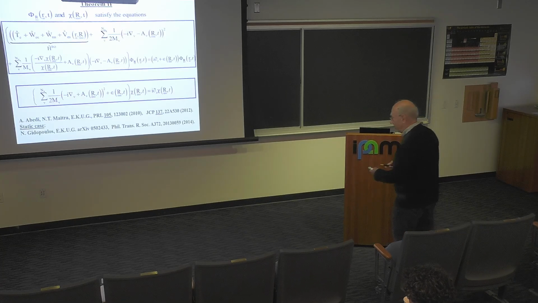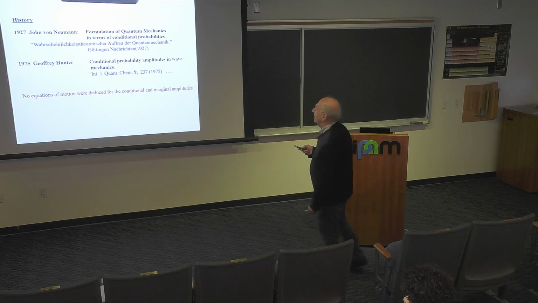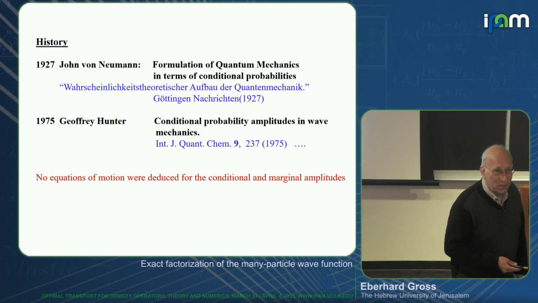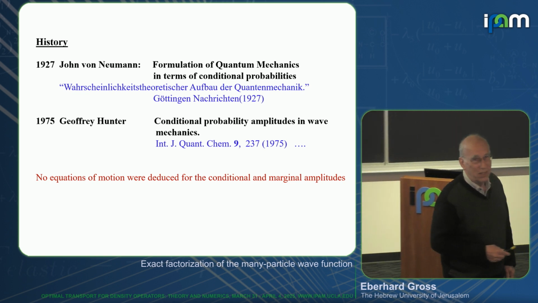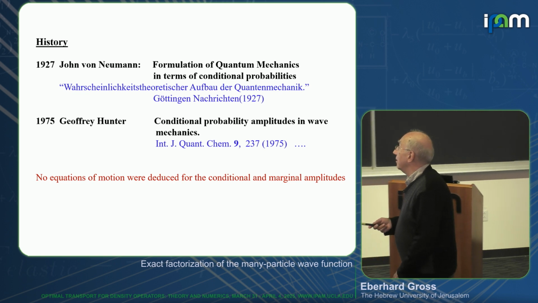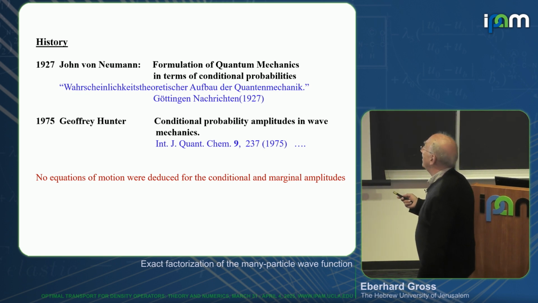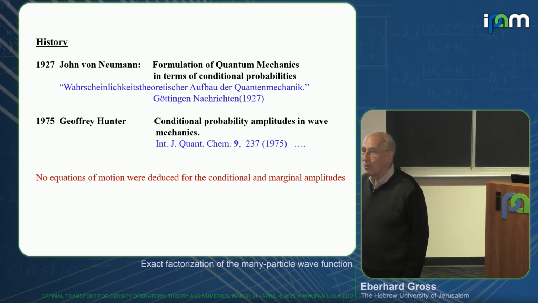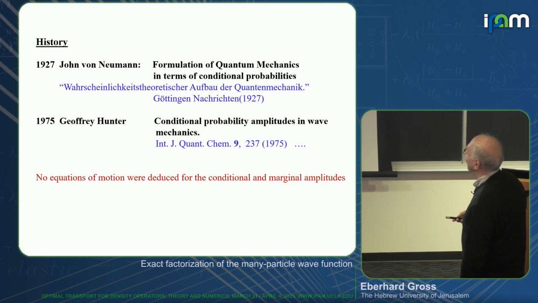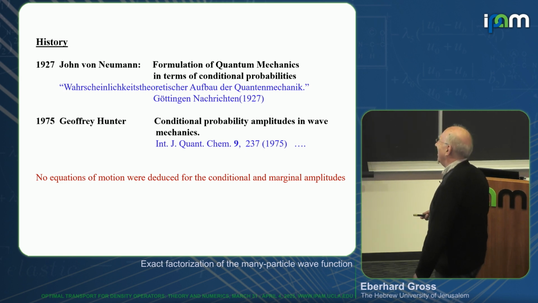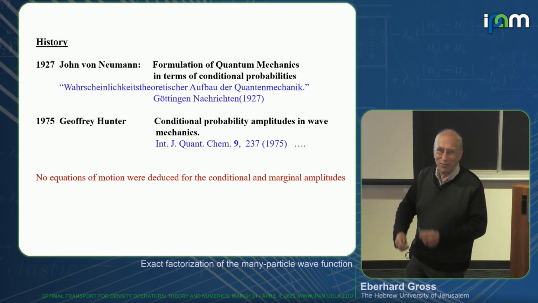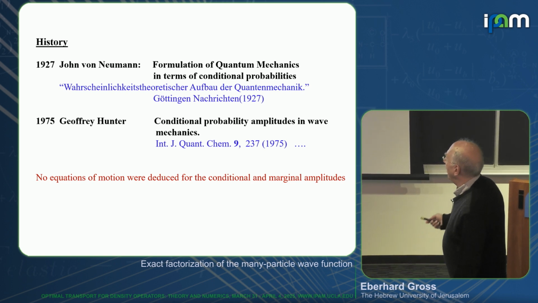Then, actually, I make this side remark. This idea of formulating quantum mechanics in terms of conditional amplitudes is actually an old one. It goes back to von Neumann. And it's very interesting to read this. It appeared in a local newspaper, the Göttinger Nachrichten. Now this is very general, applies to any kind of conditional probability.